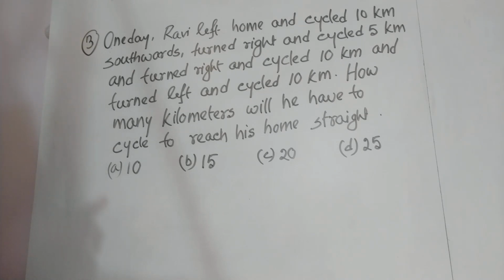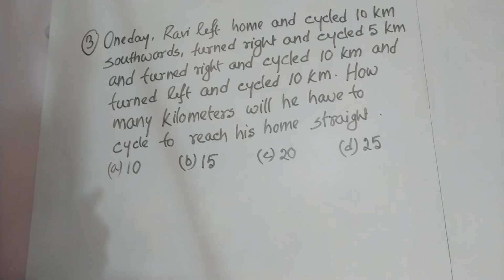One day Ravi left home and cycled 10 kilometers southwards, turned right and cycled 5 kilometers and turned right and cycled 10 kilometers and turned left and cycled 10 kilometers. How many kilometers will he have to cycle to reach his home straight?